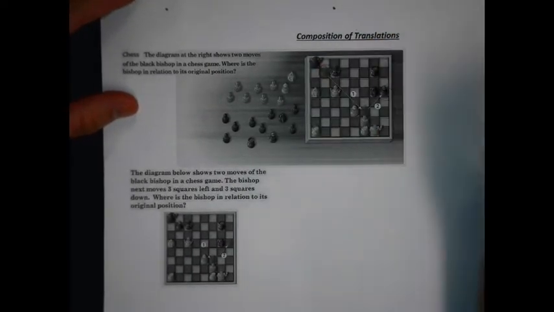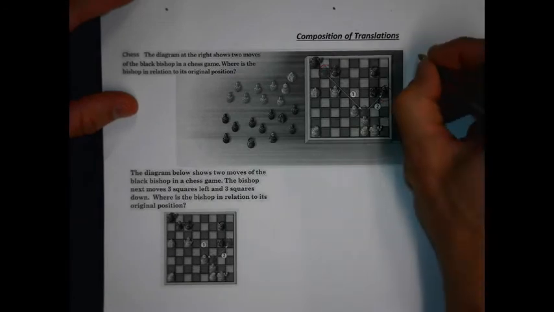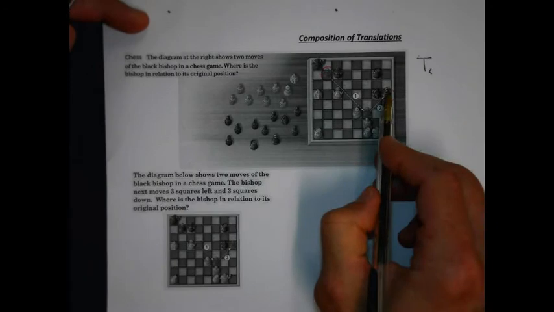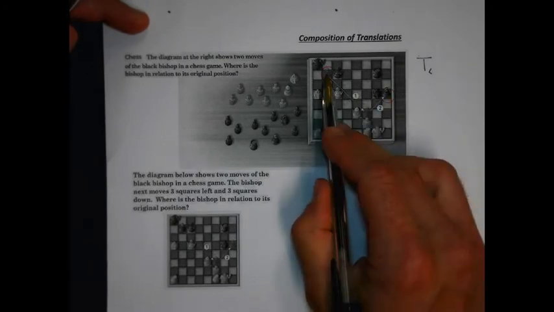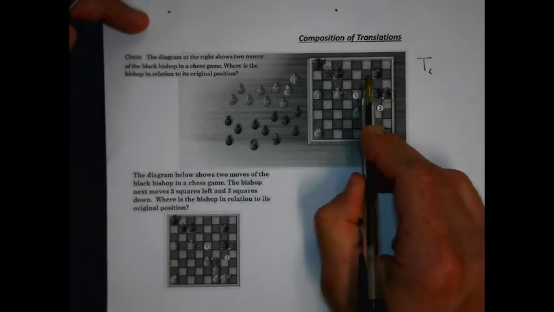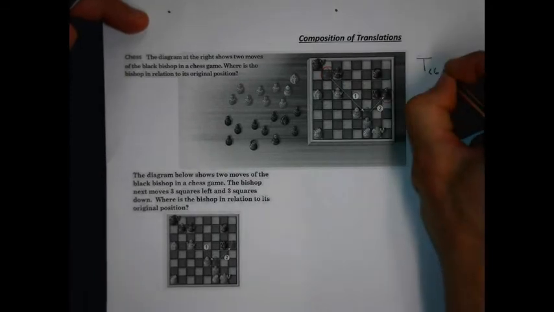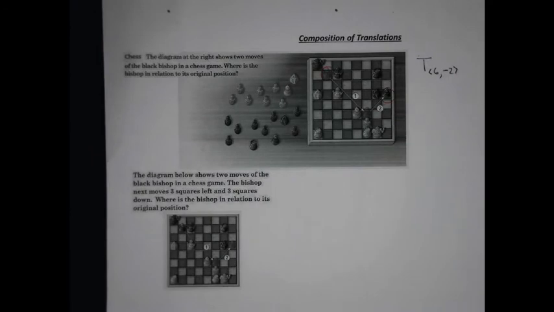It started here, now it's here. Where is it? And so we can use, again, this format. Okay, so what happened? Where is it now? So the bishop started here. It went 1, 2, 3, 4, 5, 6 units to the right and 2 units down. That is actually the answer.